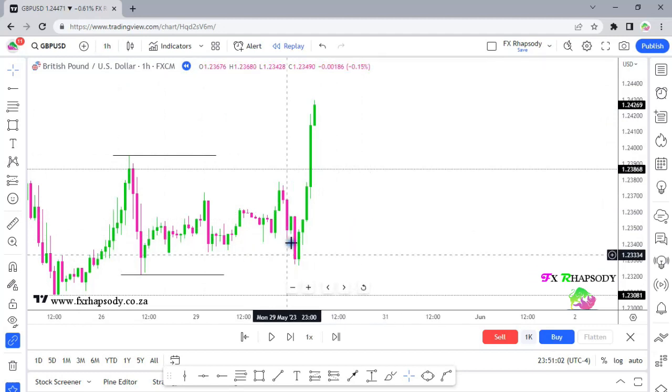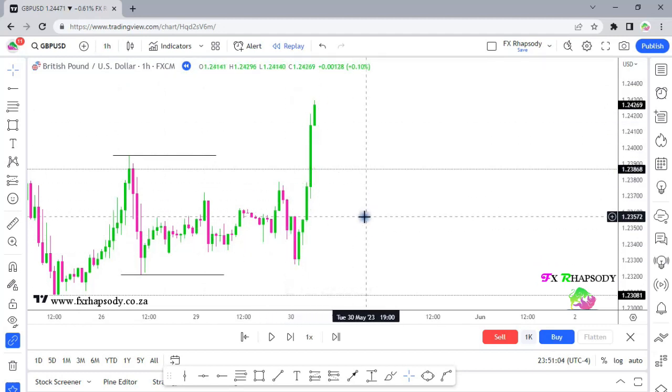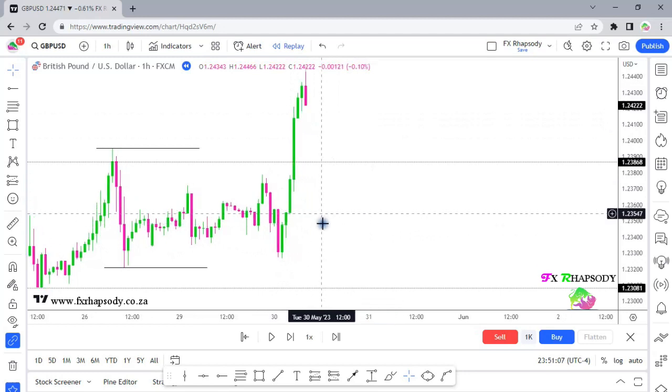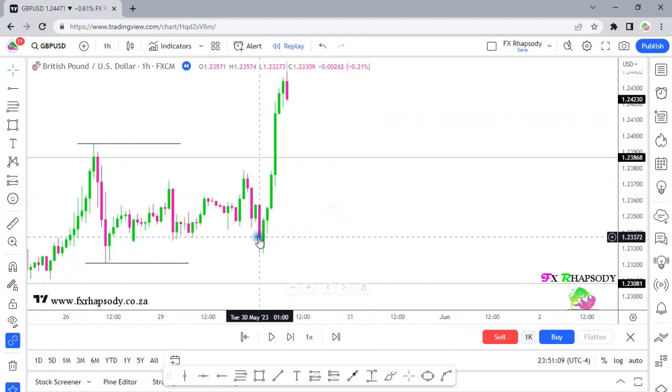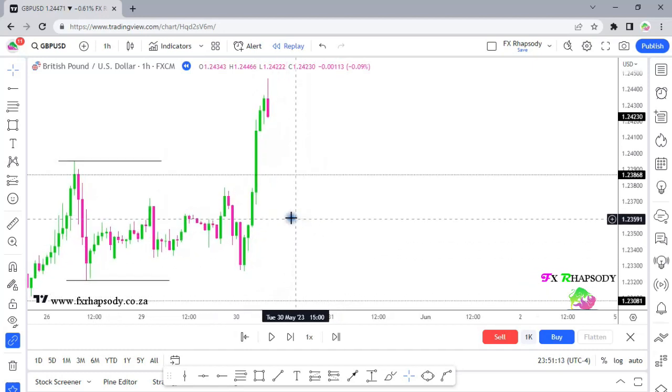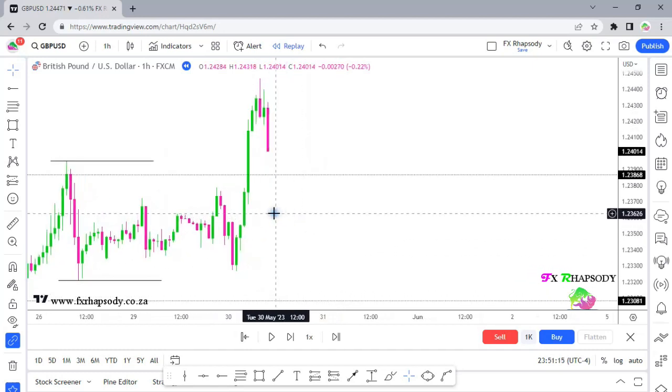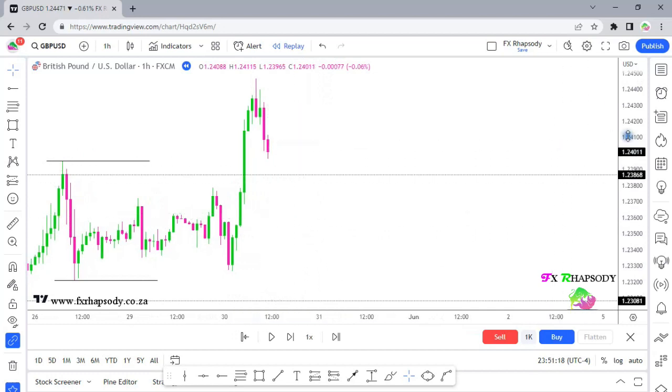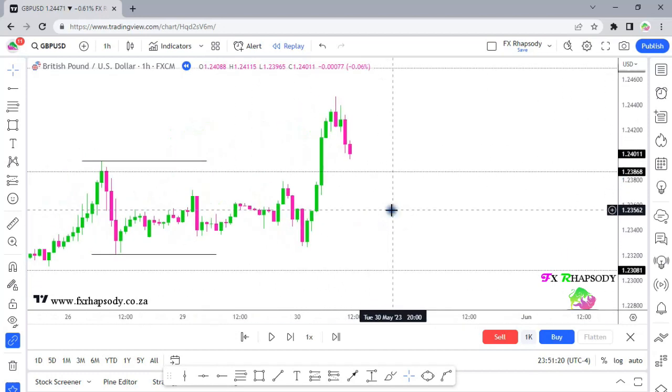So we have got this movement upwards. Now we're waiting for market to make a shift, because now we have got a swing low over here, and now we're waiting for market to make a movement downwards so we can have a swing high. So there it is. This is a 1 hour time frame, guys, like I said.